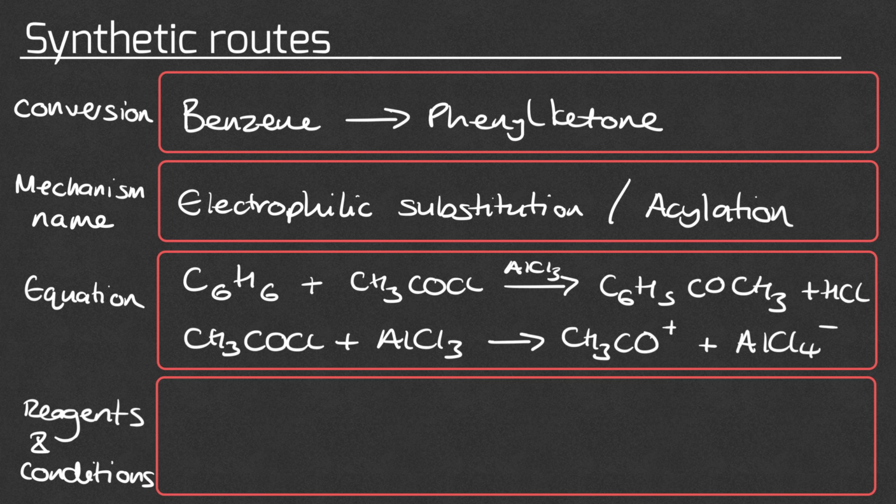The equation shows a molecule of benzene reacting with a molecule of acyl chloride with an aluminium chloride catalyst to produce our phenyl ketone and hydrochloric acid. You also have to be able to write an equation to show how the reactive intermediate is formed, in this case the acyl chloride reacting with the aluminium chloride to form our reactive intermediate and an aluminium chloride ion.